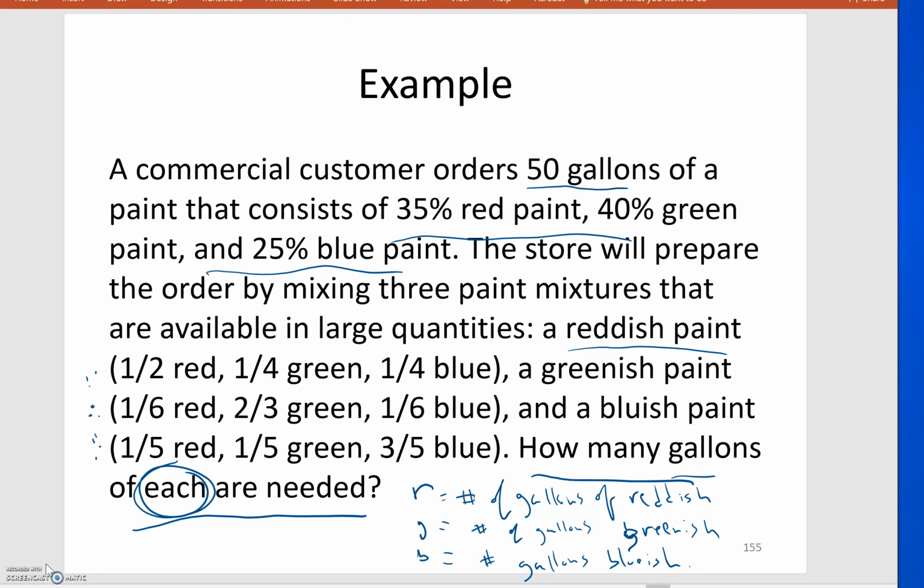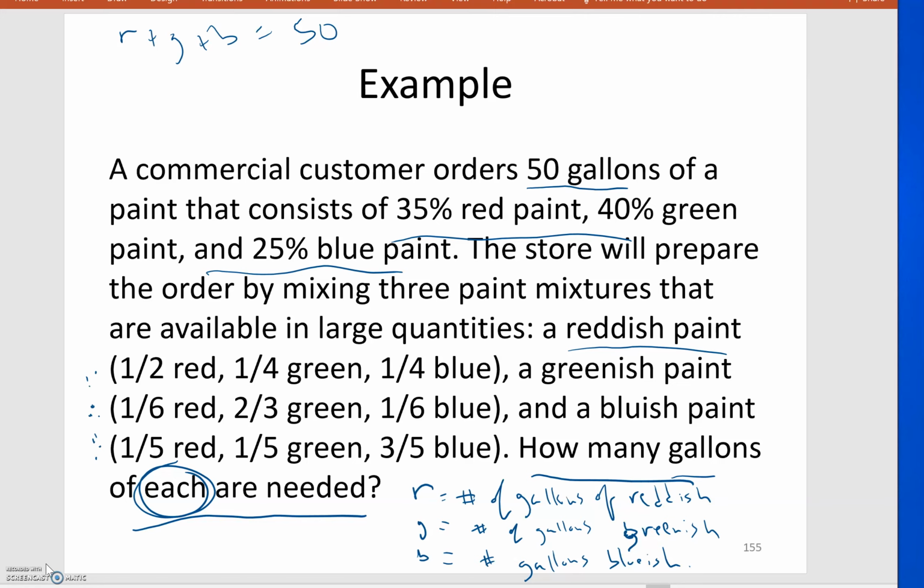Now I can write a general total amount equation, which is R plus G plus B equals 50. Because this is the number of gallons of reddish that I need to get the customer's order, and so on and so forth. So if I add all those together, I'll get 50 gallons. So I do have that equation I can write.